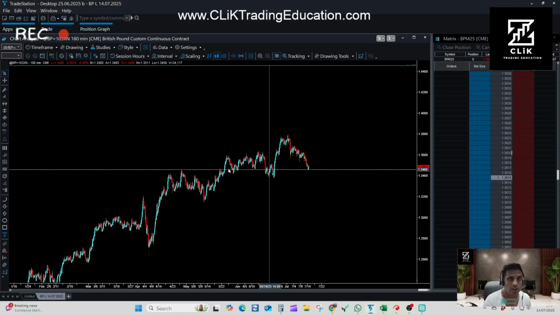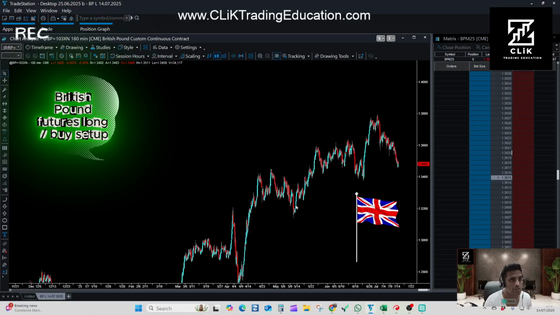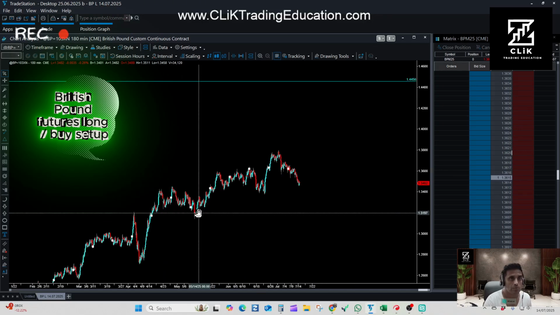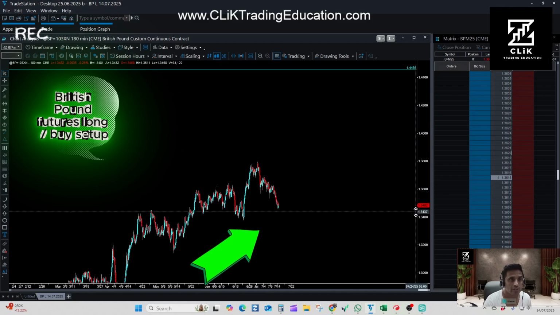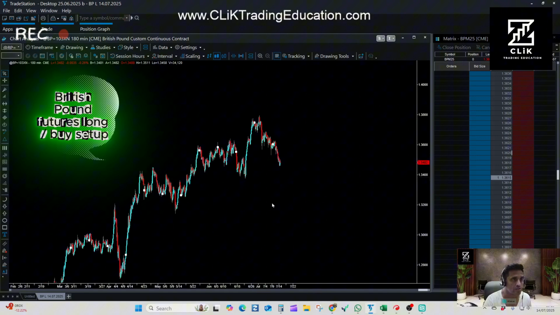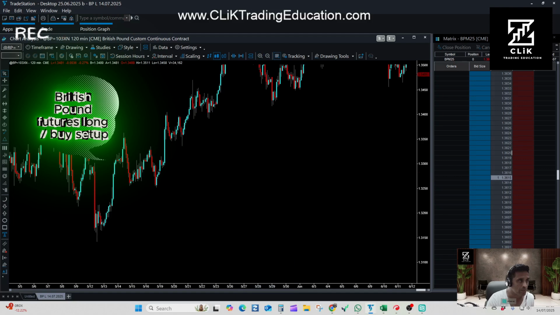Hi there, so this is the British pound futures. What I'm doing, I'm looking to set up a trade on this. I'm going to try and re-engage this trend. I've seen a zone and I'm going to hone in on this zone. See the zone in here somewhere. Let's just wrap some lines around it.